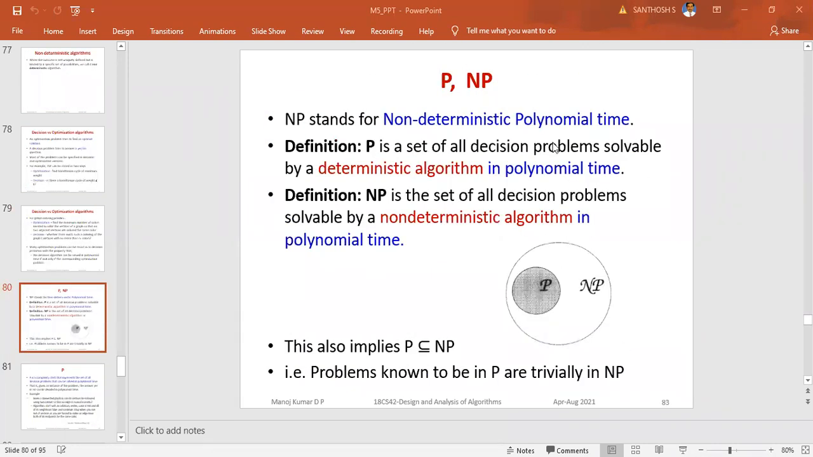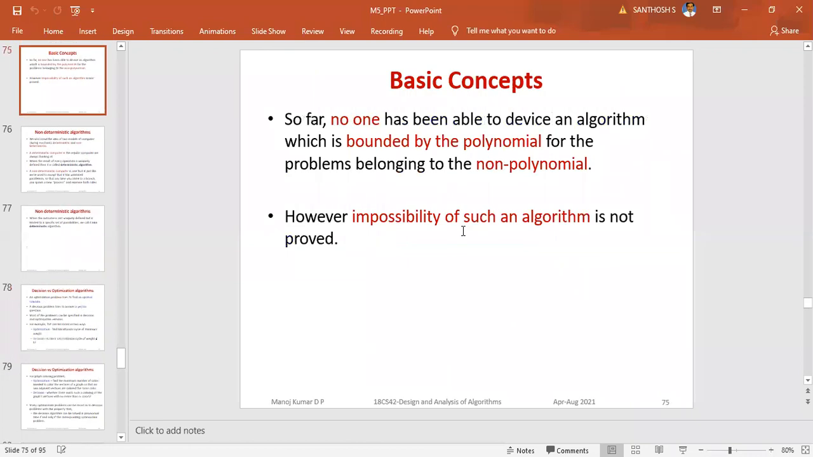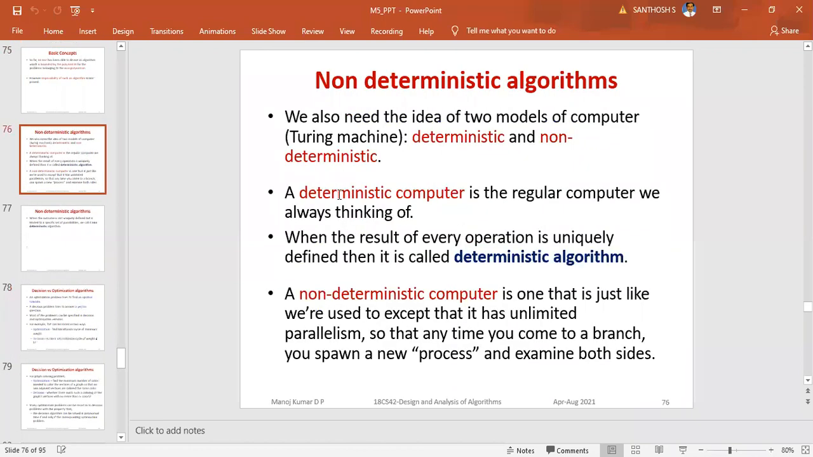P and NP. So what is P and what is NP? NP stands for non-deterministic polynomial time. So P is the set of all decision problems solvable by a deterministic algorithm. In yesterday's class, we saw what is deterministic and what is non-deterministic, so we shall have a brief overview of that.